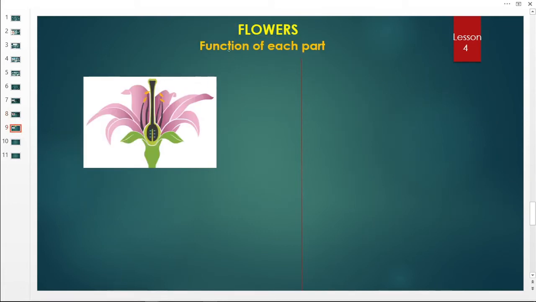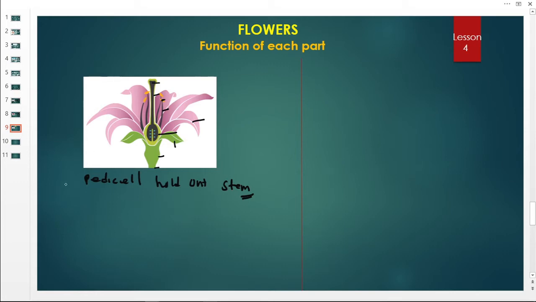Now let us look at the function of each part as we have discussed. Let us start with the flower stalk. This one is the flower stalk, the receptacle, the sepal, the petal, the ovary. Inside the ovary, you have these blue things which we call the ovules. Then you have the anther, the filament stalk, and the stigma and the style. So let us start with the pedicel. The importance of the pedicel, which is also known as the flower stalk, is to hold the flower onto the stem or a branch.